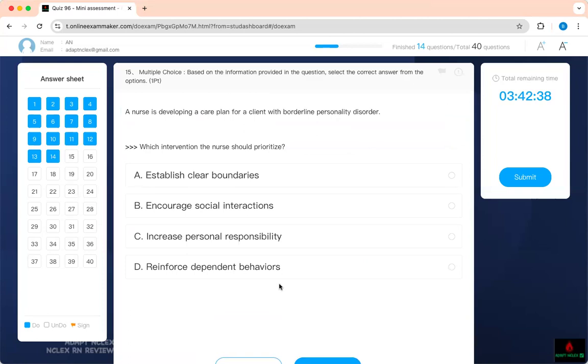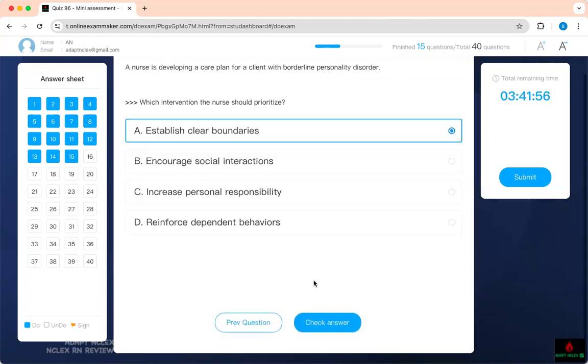Which intervention should the nurse prioritize? A nurse is developing a care plan for a client with borderline personality disorder. For psych, look at the name of the medication, come up with the diagnosis based on your content, and look at the answer choices. They're going to just interpret what you know. What is borderline? They split. They do bad cap and good cap. Therefore, they will manipulate everybody. What are you going to do? Set boundaries. Do you see set boundaries there? Excellent. They are not dependent. You should not encourage social interaction. That is wrong because it does not answer the question related to borderline personality. Therefore, the best answer is clear boundaries as your priority.